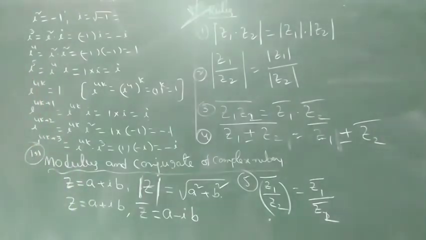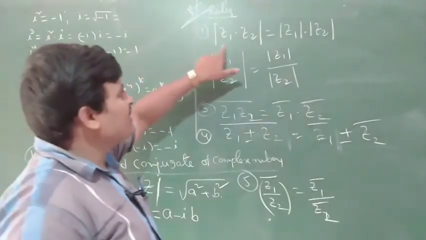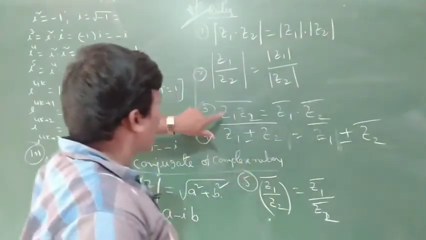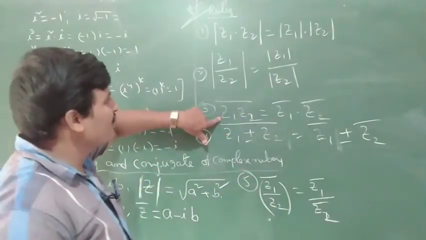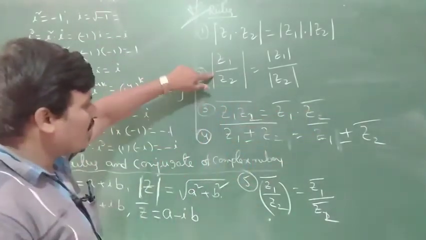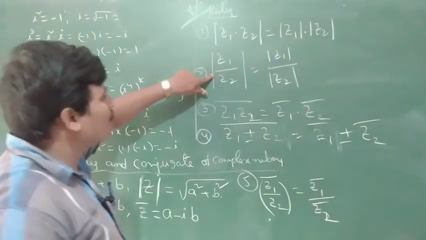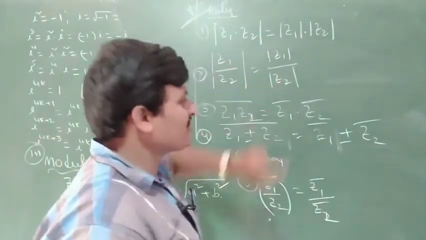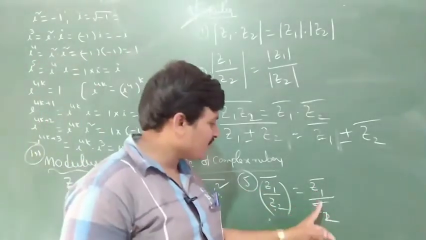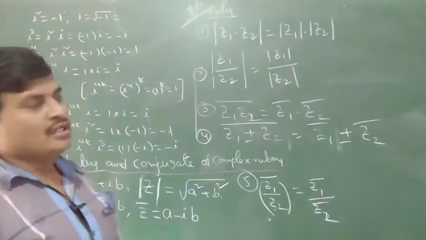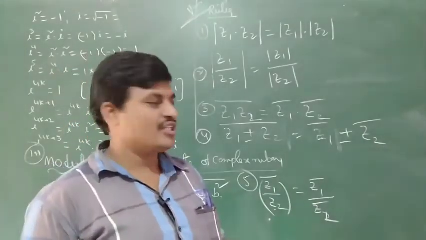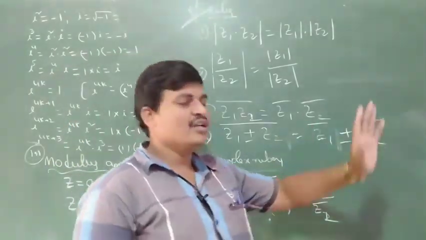Some rules of complex numbers. Modulus of z1 into z2 is equal to modulus of z1 into modulus of z2. Conjugate of z1 into z2 is equal to conjugate of z1 into conjugate of z2. Modulus of z1 by z2 is equal to modulus of z1 by modulus of z2. Conjugate of z1 by z2 is equal to conjugate of z1 by conjugate of z2. So the conjugate of z1 plus or minus z2 is equal to conjugate of z1 plus or minus conjugate of z2.